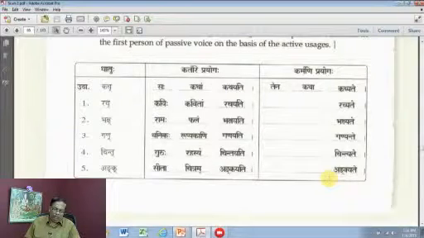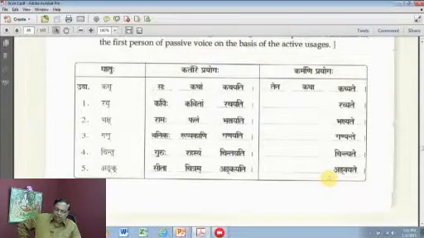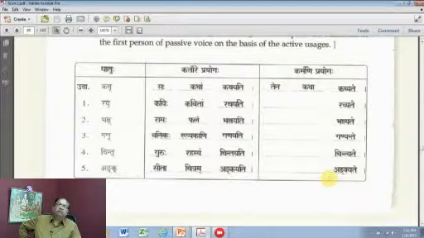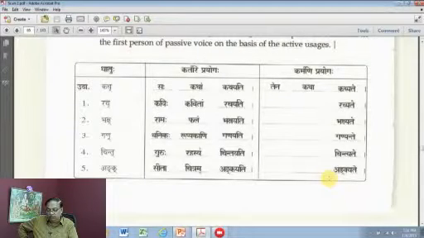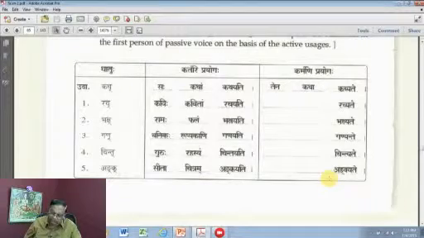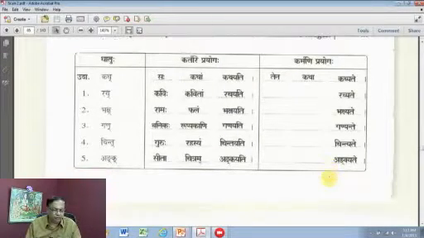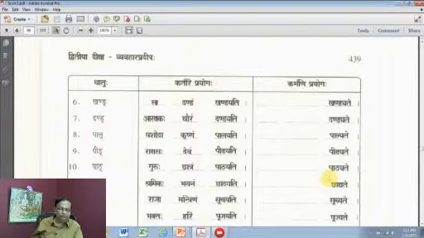Five. Anka, to mark. Sita chitram ankayati. Sita put in Tritiya. Sitaya chitram ankyate. A portrait is marked by Sita. Ankyate, I think this way Ankyate is given. Yeah, no problem.